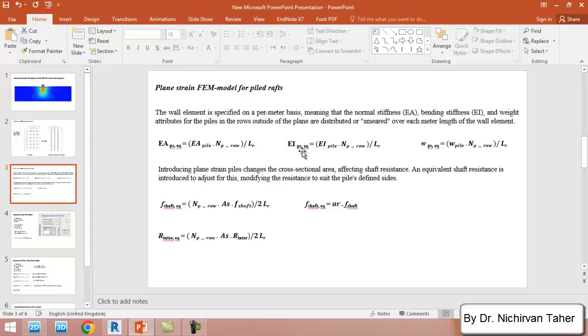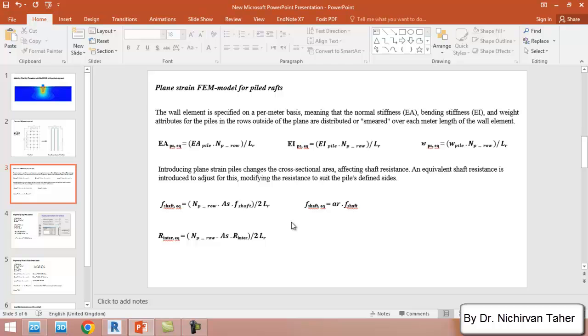Also the bending stiffness of the equivalent plane strain wall equals the bending stiffness of each pile times the number of the piles in the row divided by the length of the raft out of the plane. Also, similar to the normal stiffness and bending stiffness, the weight of the equivalent plane strain wall equals the weight of the pile per meter times the number of the piles in the row divided by the length of the raft out of the plane.